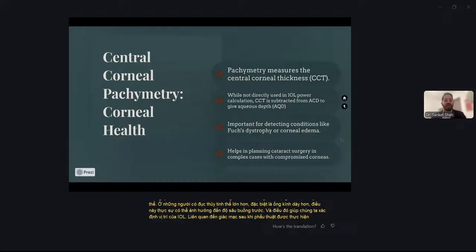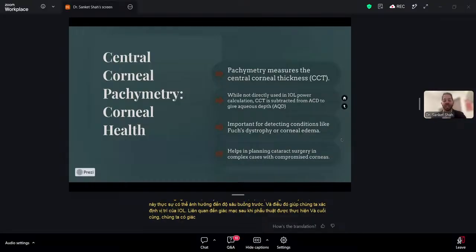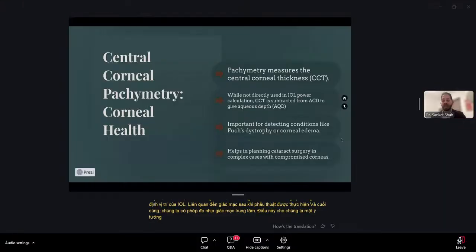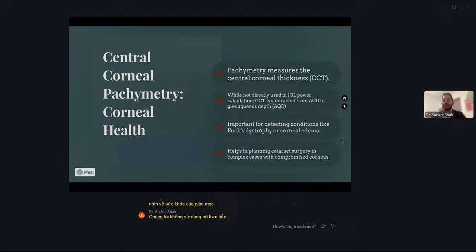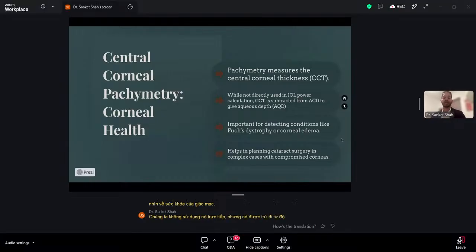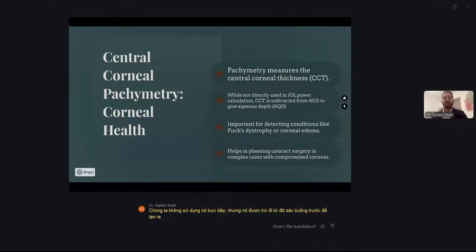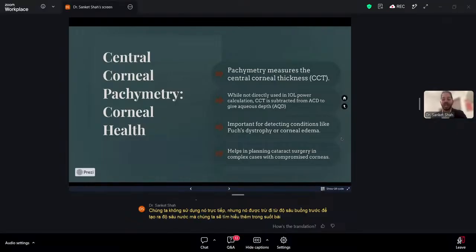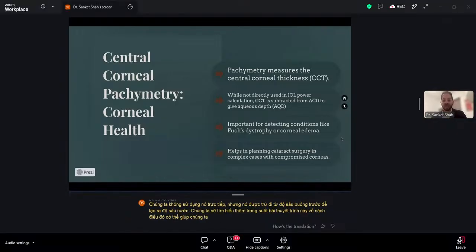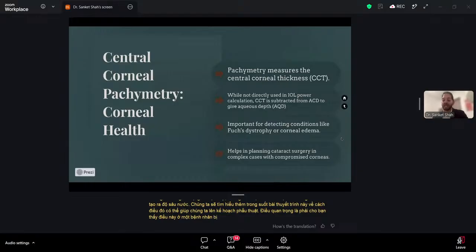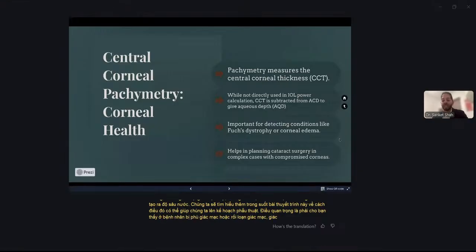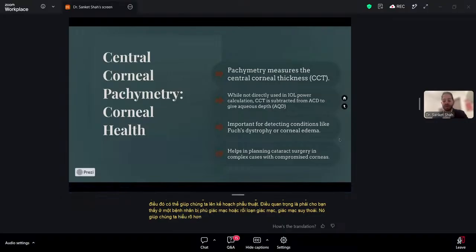And lastly, we have the central corneal pachymetry. This gives us an idea of the corneal health. We don't use it directly, but it is subtracted from the anterior chamber depth to give us an aqueous depth, which we'll get into more throughout this presentation as to how that can help us plan for surgery. It's important to show you in a patient who has corneal edema or Fuchs, a decompensated cornea. It helps us understand that exact value moving forward.